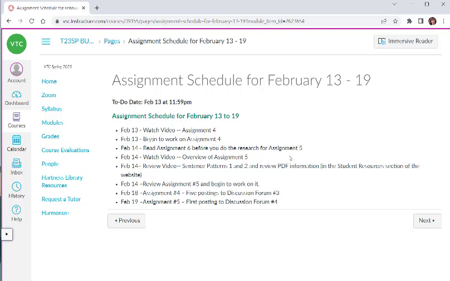It works exactly the same way as the social media research did. You did the social media research, and then you did a case project on social media. It's going to work exactly the same way. So take a look at Assignment 6 before you do the research for Assignment 5. Watch the video for Assignment 5, obviously, and then review the video for Sentence Patterns 1 and 2, because you are going to need to write some examples of Sentence Pattern 1 and Sentence Pattern 2 in Discussion Forum 4.